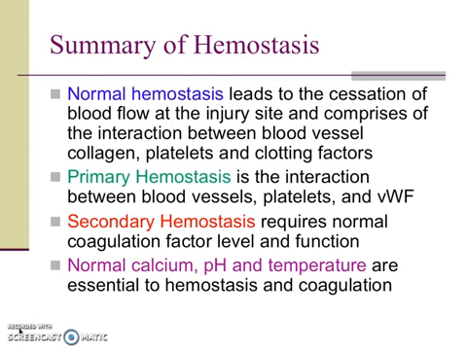This concludes Part 3 on the laboratory evaluation of hemostasis and fibrinolysis. This final slide summarizes hemostasis by reviewing the definitions and key components of normal hemostasis, primary hemostasis, and secondary hemostasis. Remember again that normal blood calcium concentration, pH, and temperature are essential to all of hemostasis and coagulation.